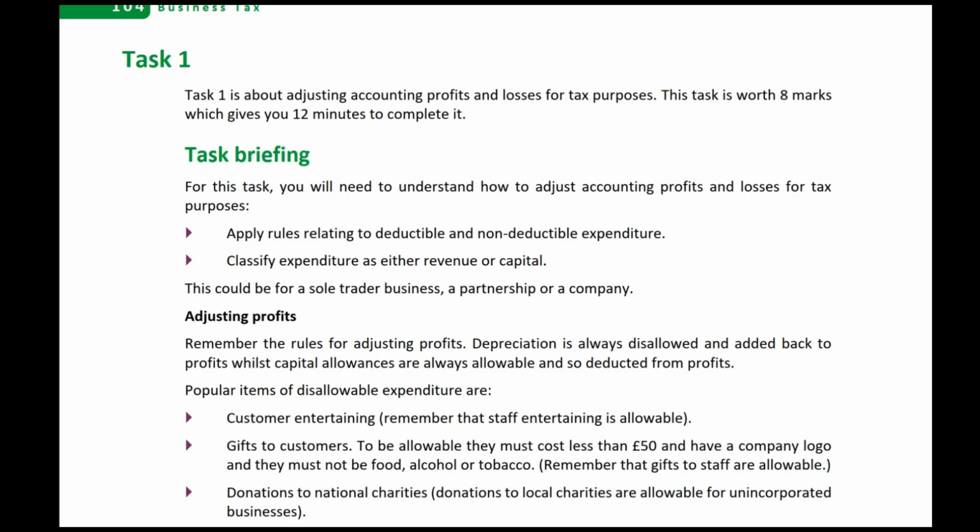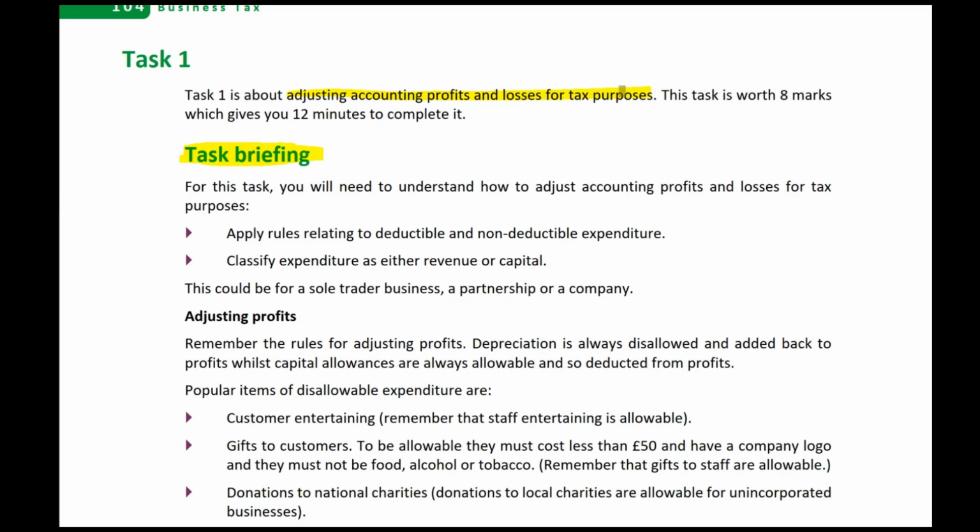If you are new to the FI materials, you will see that we start each question with something called a task briefing. I'm not going to review this with you in the lesson, but it is really useful for you to have a look at on your own, particularly if you have vague recollections of what this task is about but don't know if you'd remember many details. This is like a set of revision notes. For this task you need to understand how to adjust accounting profits and turn them into tax profits, and we have to do that for a sole trader, a partnership and a company.